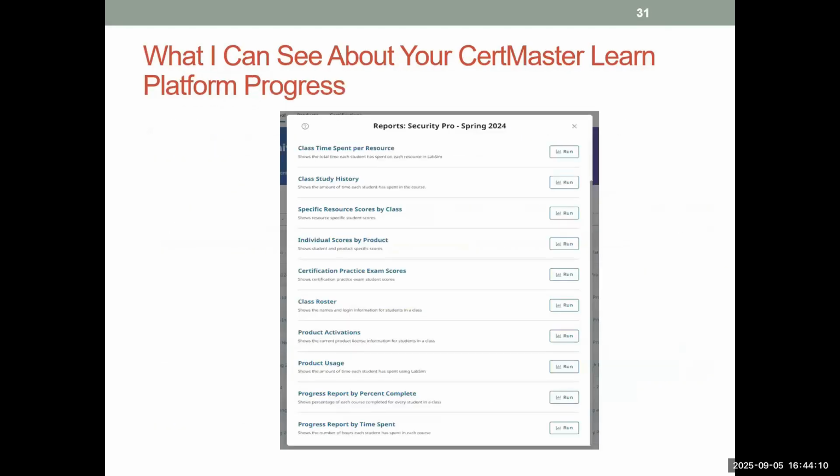So as I alluded to earlier, I can see your platform progress. So I have access to all of these different reports. In particular, the one I usually look at is the individual scores by product, which means I can see again in your course what you're taking, which actual lessons you're looking at, which part of the unit you're on, what your grade was, how long you spent there, how much time you spent with the platform in particular.